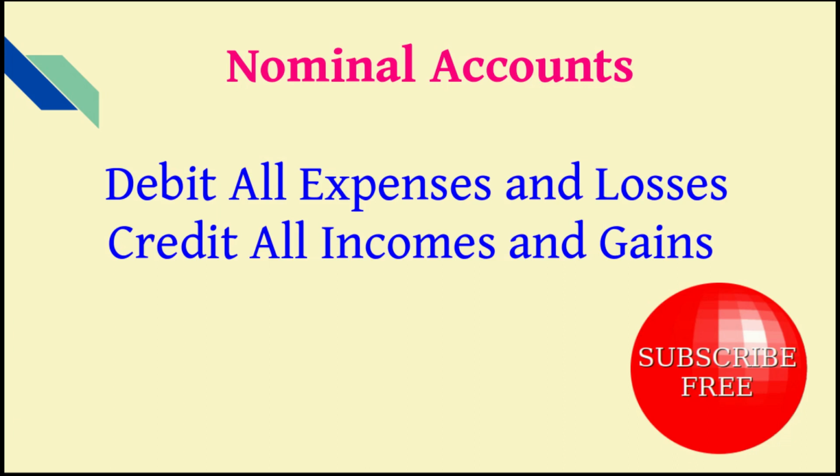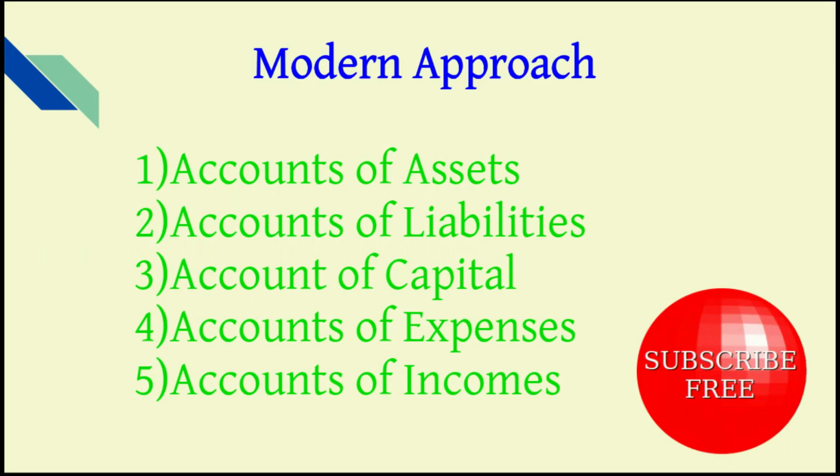These rules of debit and credit for personal accounts, real accounts and nominal accounts according to the traditional approach is popularly known as the golden rules of accounting. Next, it is modern approach. According to the modern approach, accounts are of 5 types. They are number 1, accounts of assets, number 2, accounts of liabilities, number 3, accounts of capital, number 4, accounts of expenses, and number 5, accounts of incomes.